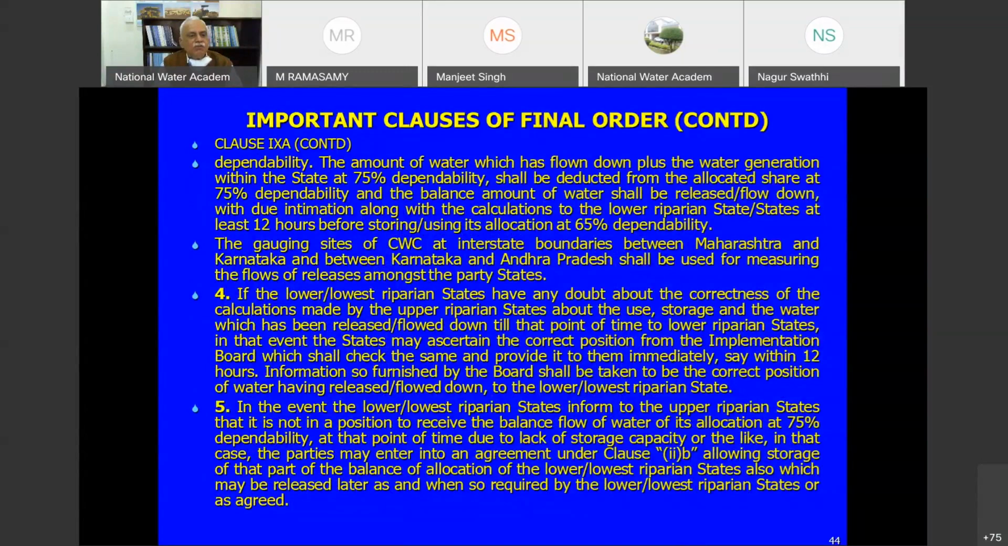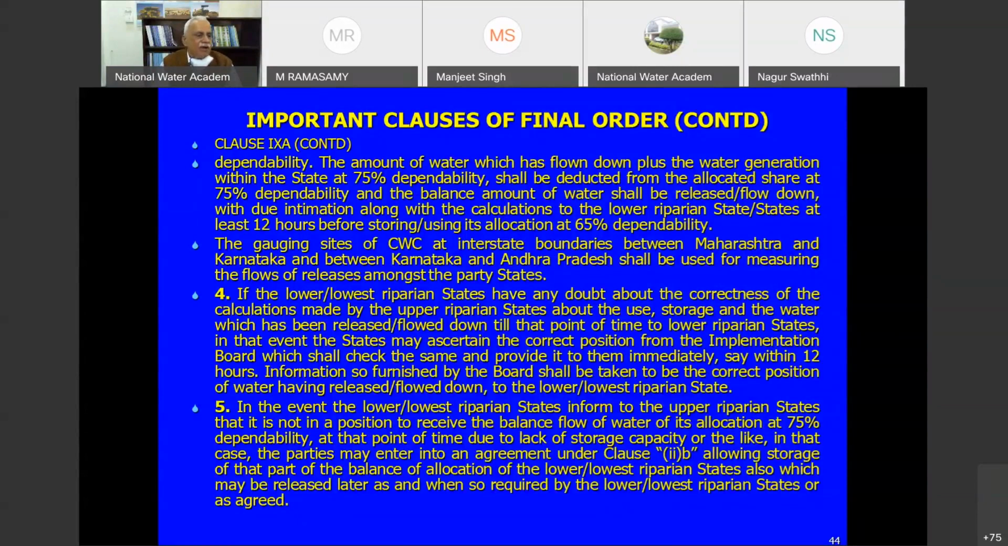Water which has flown down plus the water generation within the state at 75% dependability shall be deducted from the allocated share at 75% dependability, and the balance amount of water shall be let down, with due intimation along with the calculations to the lower riparian states, at least 12 hours before storing or using its allocation at 65% dependability. The gauging sites of CWC at interstate boundaries between Maharashtra and Karnataka and between Karnataka and Andhra Pradesh shall be used for measuring the flows of releases amongst the party states.